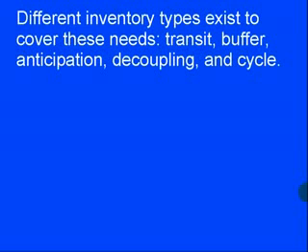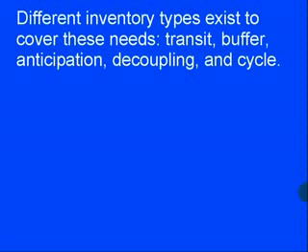Different inventory types exist to cover these needs. Such inventories include transit, buffer, anticipation, decoupling, and cycle. Transit inventory is inventory that's going from one place to another. Buffer inventory are inventories that allow for sudden surges in demand. Anticipation are inventories that are built up in anticipation of expected demands, such as when toy companies increase the number of toys for the Christmas buying season.